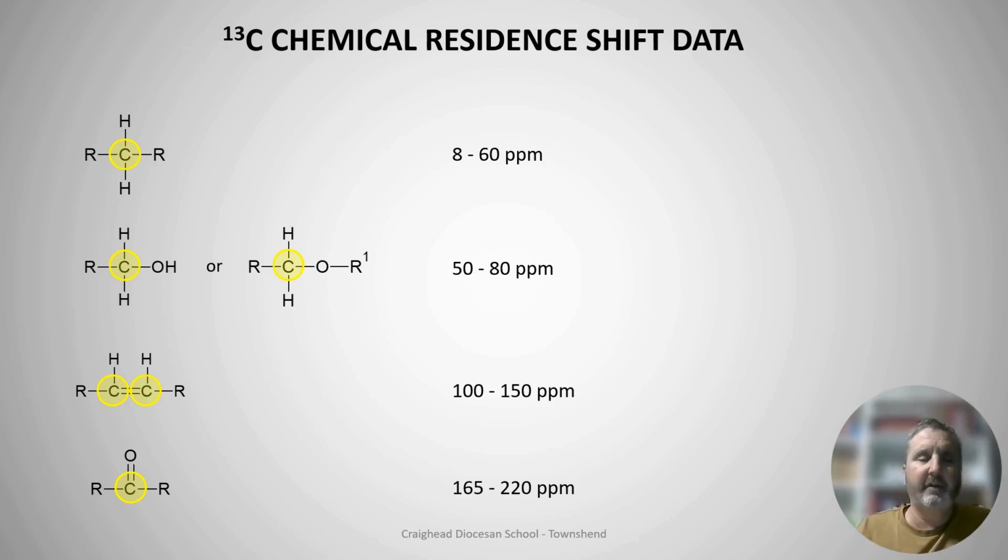However, we can be definitive about the carbon to double bond carbon range, 100 to 150. If we've got a peak in there, we've got a double bond. Remember, however, if it's a symmetrical alkene, we're going to only have one peak because it's only going to be one unique carbon double bond carbon environment. And if we have this peak between 165 to 220, we are going to have a carbonyl group, a carbon double bond oxygen.